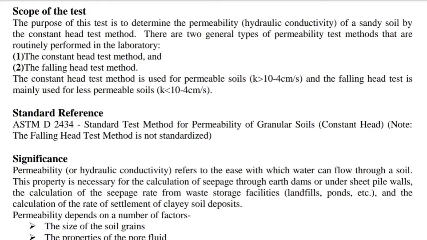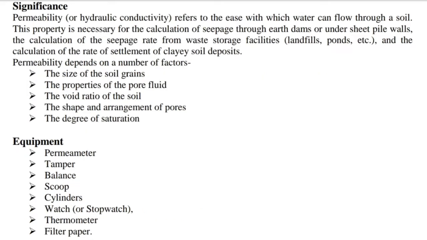The constant head test method is used for permeable soils, K greater than 10 to the power minus 4 cm per second, and the falling head test is mainly used for less permeable soils, K less than 10 to the power minus 4 cm per second. Standard reference: ASTM D2434, Standard Test Method for Permeability of Granular Soils, constant head. Note: the falling head test method is not standardized.